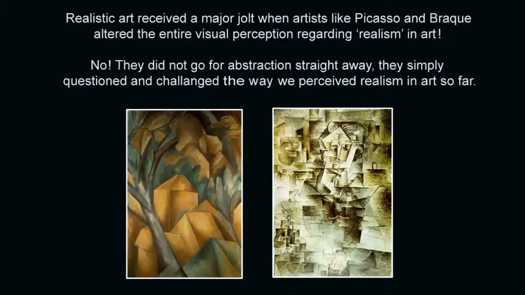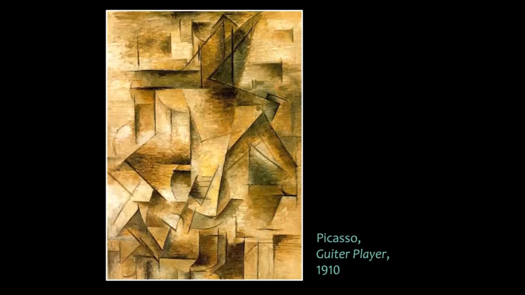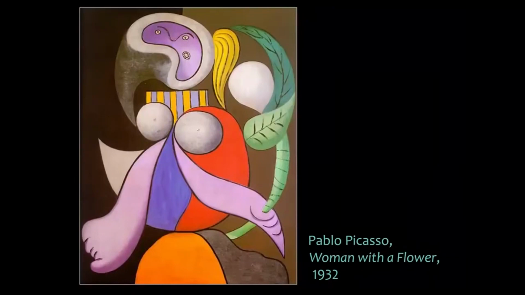So realistic art around the very early 20th century received a major jolt when artists like Picasso and Braque altered the entire visual perception regarding realism in art. No, they did not go for abstraction straight away. They simply questioned and challenged what we perceived in realism in art so far. So Picasso paints something like this, which cannot be called a realistic art, or something like this, which also cannot be called realistic art, but there is an element of representation with reference to reality.